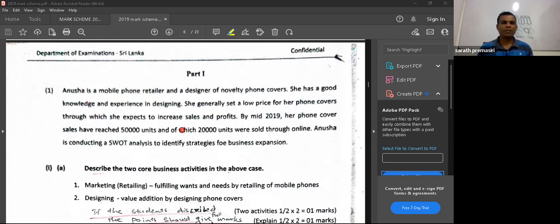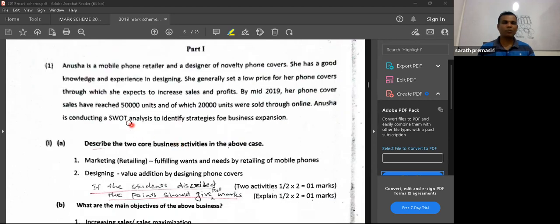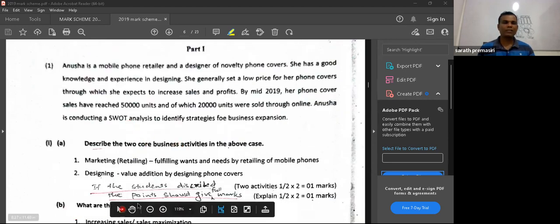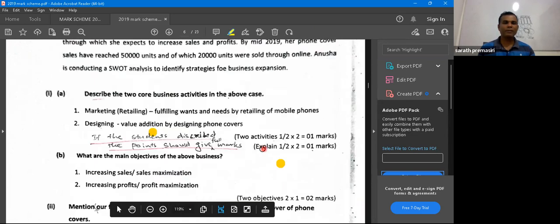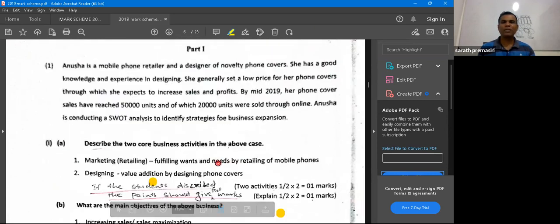Yes. Let's move on to the second question now. We are going to discuss the second question. What are the main objectives of above business? Now, business objectives are concerned.